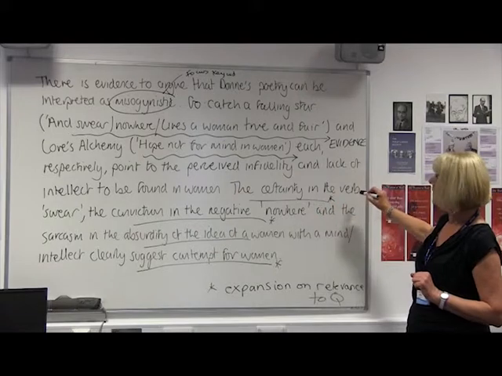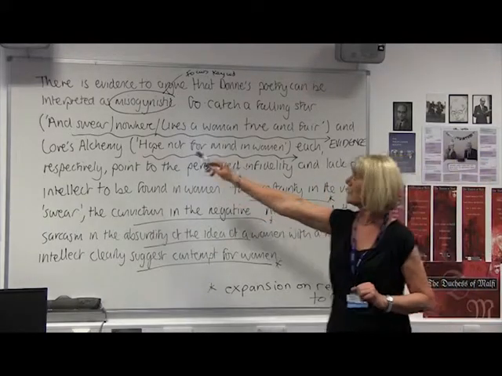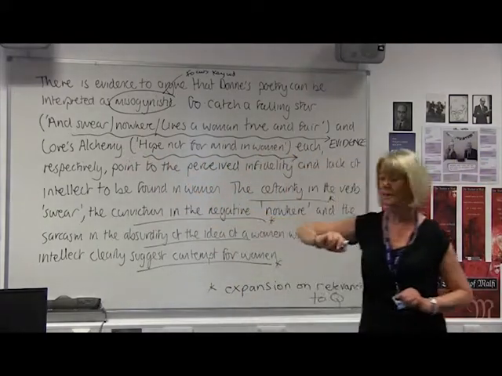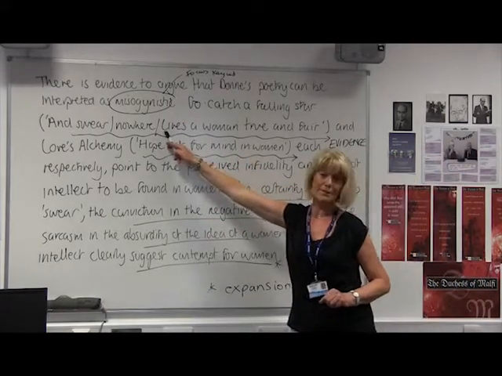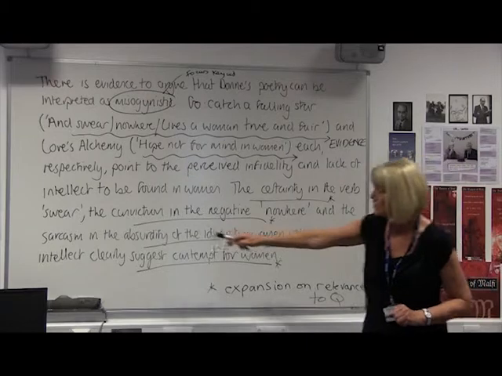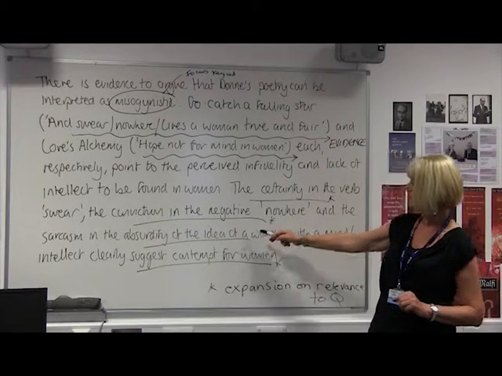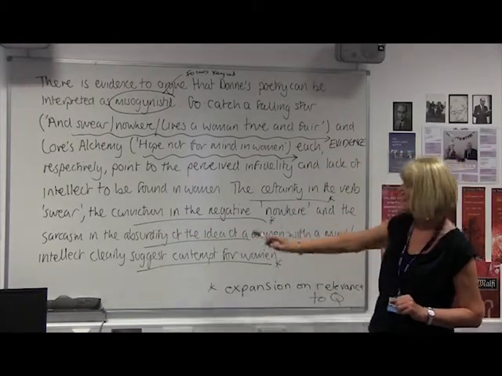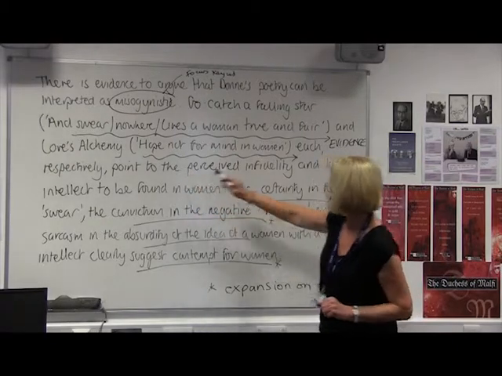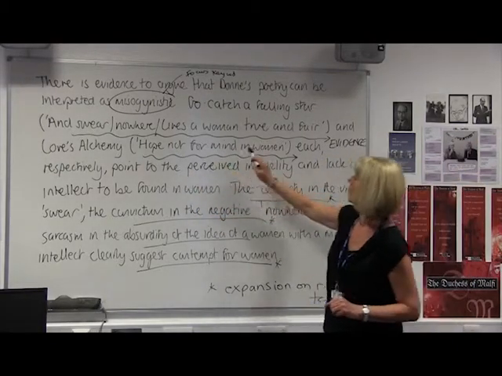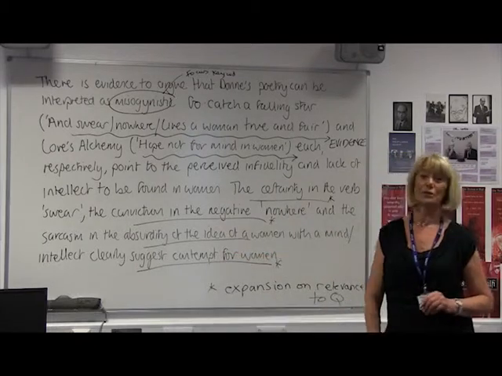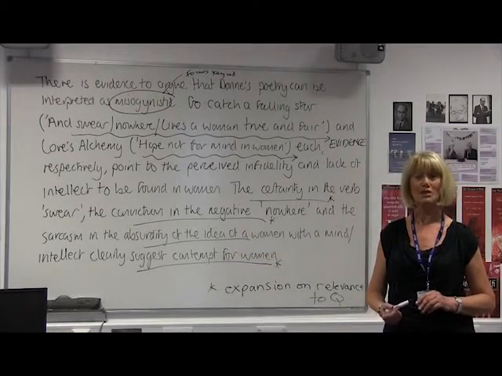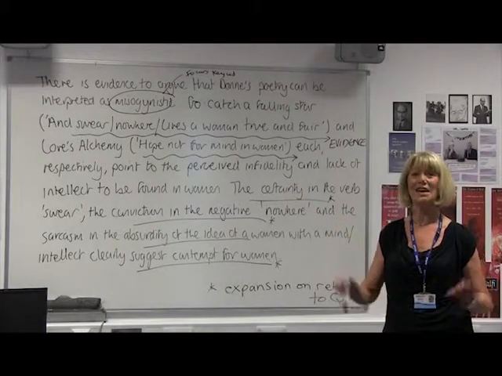The certainty in the verb swear, here, swear nowhere, the conviction in the negative nowhere, and the sarcasm in the absurdity of the idea of a woman with a mind, intellect, here, where are we? Hope not for mind in women, clearly suggest contempt for women. Reference again to a key word of the question. Perfect P.E.E. Top marks.